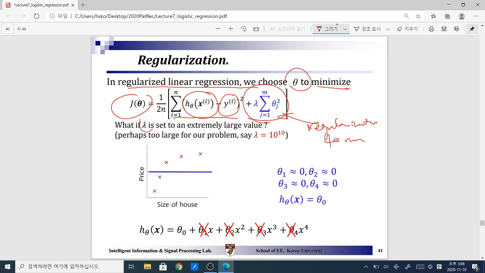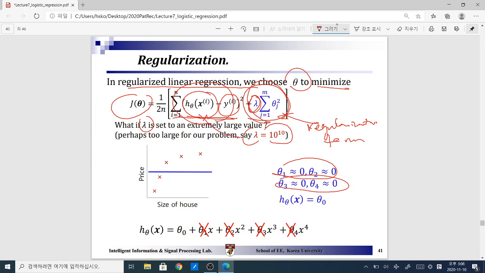So if we set, for example, lambda, the coefficient, to be very, very large, like 10 to the 10th, then what it means is that because we have to satisfy this relationship as well as this relationship at the same time, all of the parameters are going to be very close to zero, because this coefficient will be very, very high. The cost is going to be very, very high.